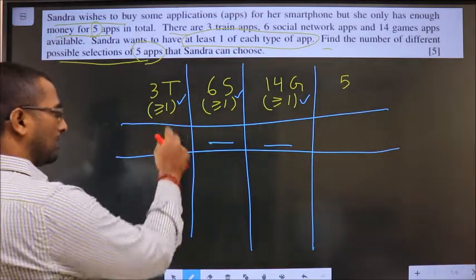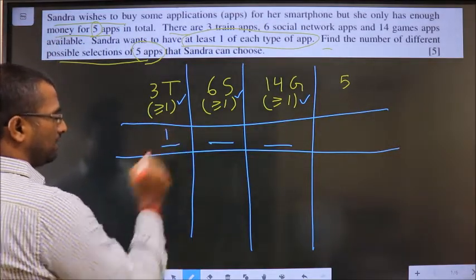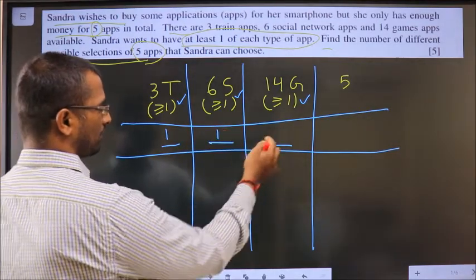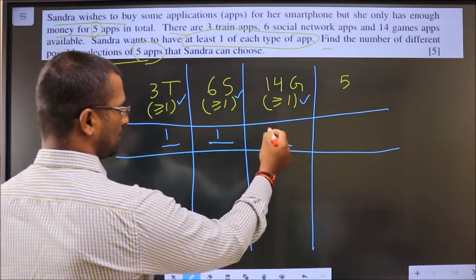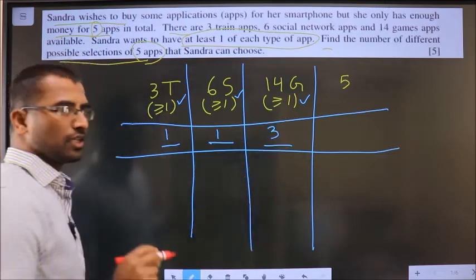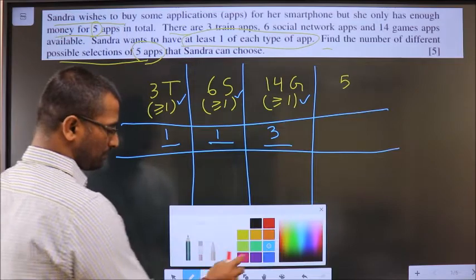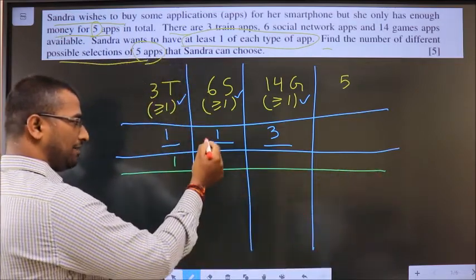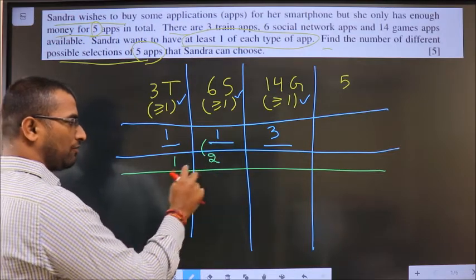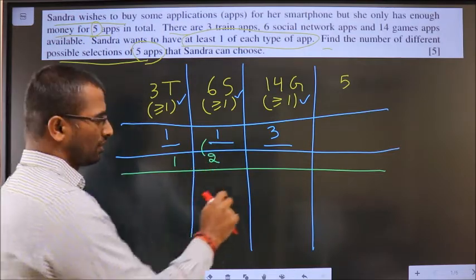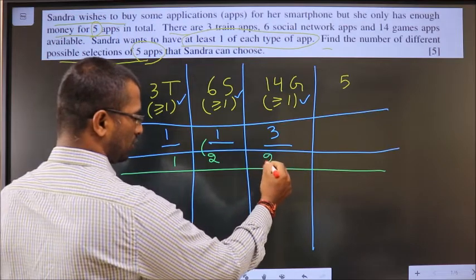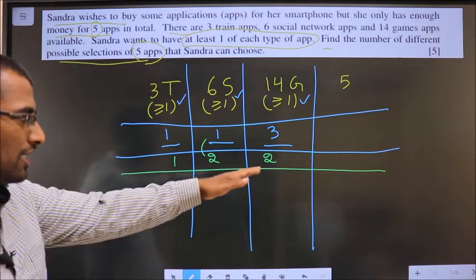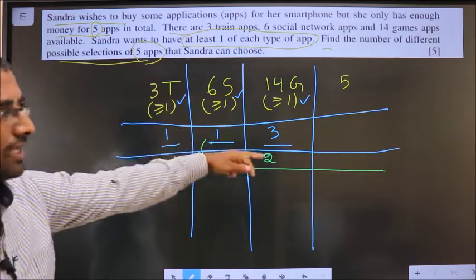Here it is greater than or equal to 1, so let us say I start with 1. Here also if I take 1, 1 plus 1, 2, so this has to be 3. Only then the total count will be 5. Next, same 1, this time I increase this to 2. So 1 plus 2, 3. So here the number should be 2. Only then the count will be 5. The count is 5, each number is satisfying the condition.